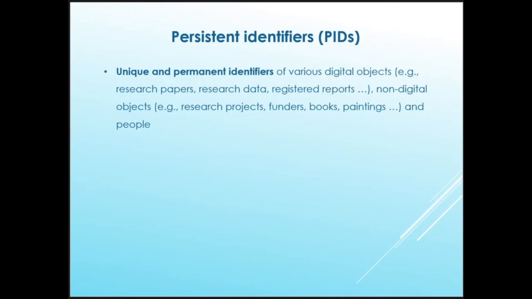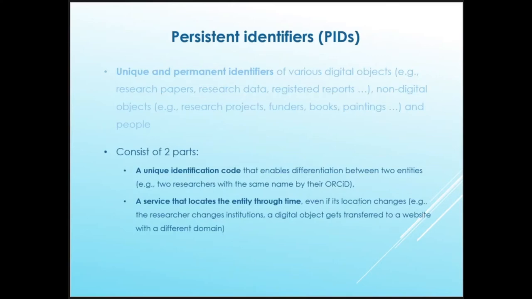I apologize for this. So they consist of two parts. One is a unique identification code, which enables differentiation between two entities. For example, two researchers who have the same name can be differentiated by their ORCID identifier, and a service that locates the entity through time, even if the location changes. So, for example, if the researcher moves, or a digital object gets transferred to a website with a different domain, the identifier will still be able to locate either of them.